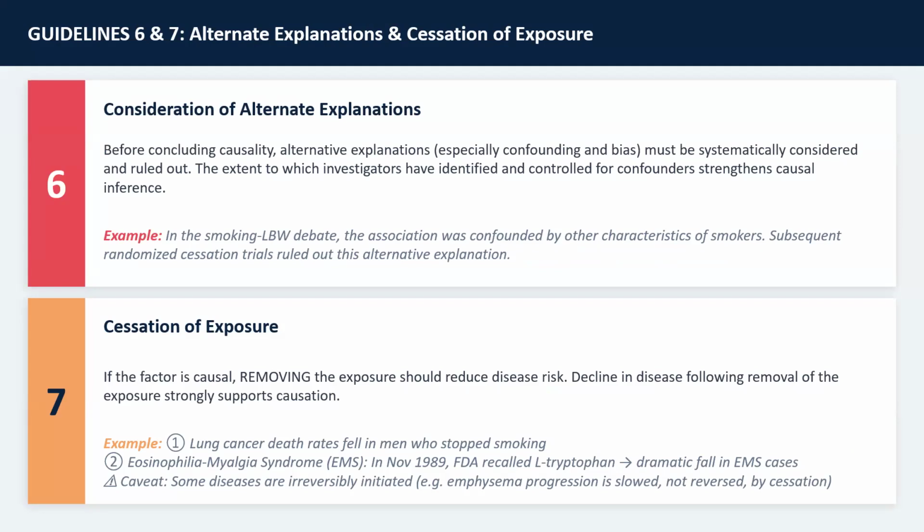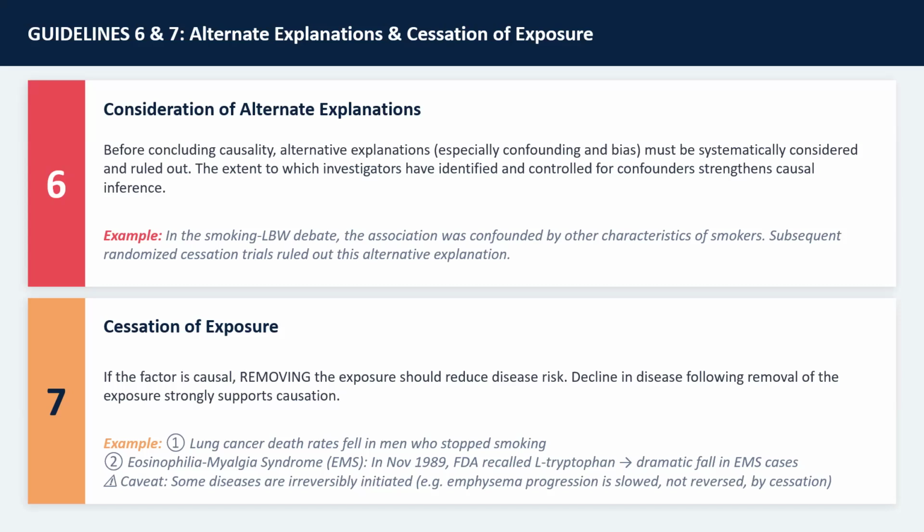Next is the consideration of alternative explanations. Before concluding causality, alternative explanations must be systematically considered and ruled out. The extent to which investigators have identified and controlled for confounders strengthens causal inference. For example, in the smoking low birth weight debate, the association was confounded by other characteristics of smokers. The subsequent randomized smoking cessation trial ruled out the alternative explanation.